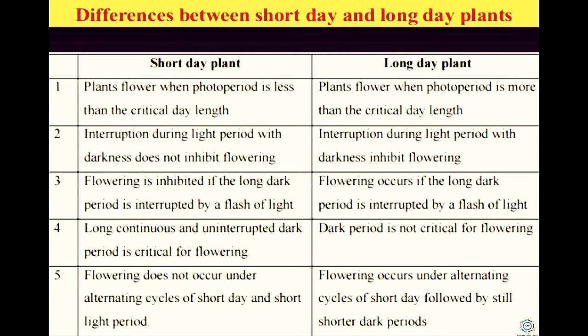In short day plants, flowering does not occur under alternating cycles of short day and short light period, while in long day plants, flowering occurs under alternating cycles of short day followed by a still shorter dark period. So these are the main differences between short day plants and long day plants.